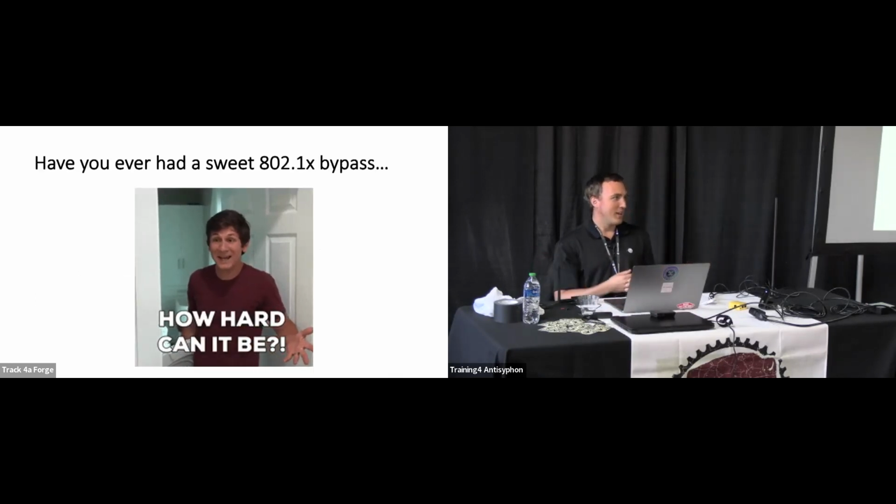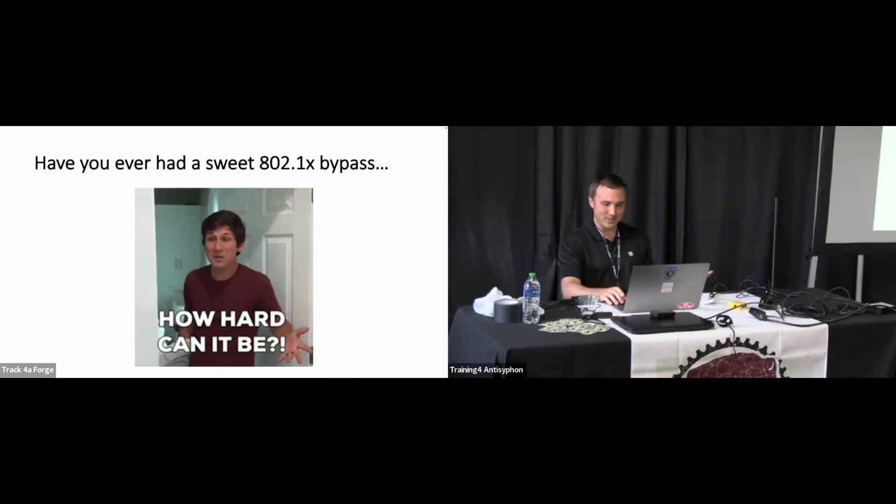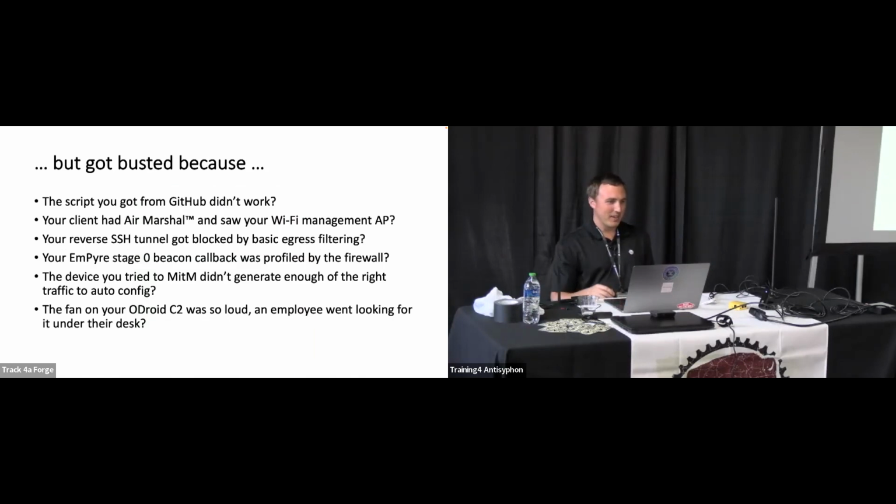Super easy, right? The problem is, if you actually try to use these on a red team pen test, have you ever gotten busted because the script you got from GitHub just didn't work, or the client has Air Marshal and they saw your Wi-Fi management access point sticking out like a sore thumb, or your reverse SSH tunnel got blocked by basic egress, like you tried to poke out on port 22 and they don't allow 22, or you tried to do SSH over a non-standard port and it was blocked, right?